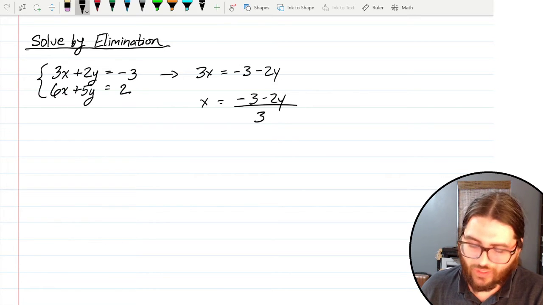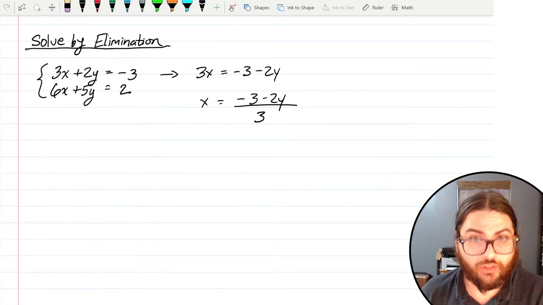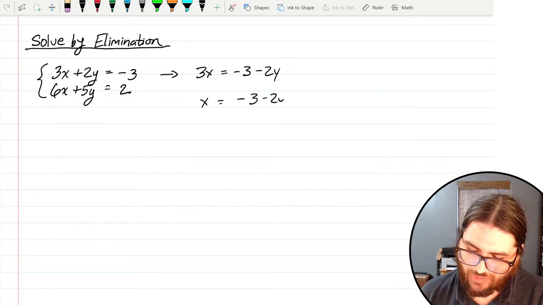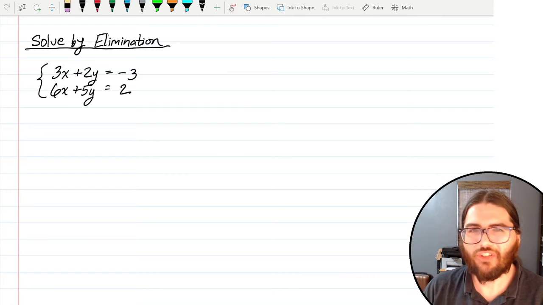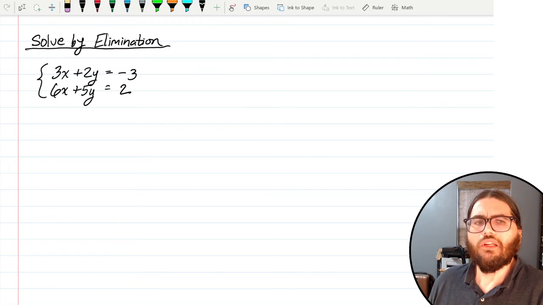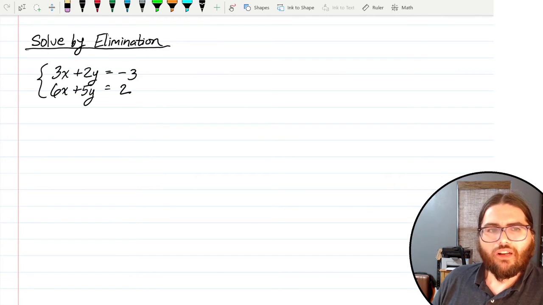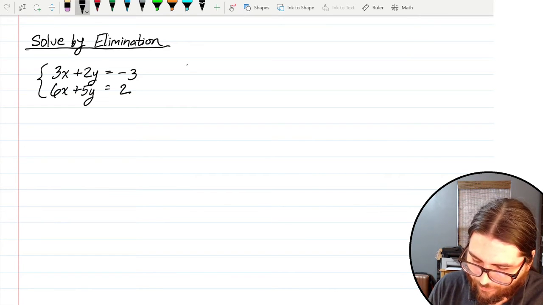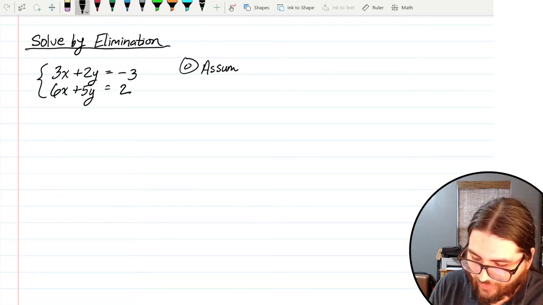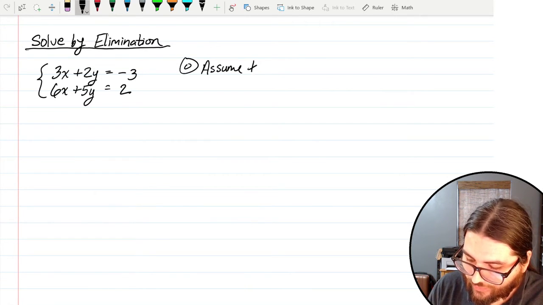Like I said, if you can keep track of that, go for it. It will work that way. But I don't like that. That doesn't seem like something I would want to do. And so let's talk about another method called solve by elimination. Step 0, we're going to make that same assumption.